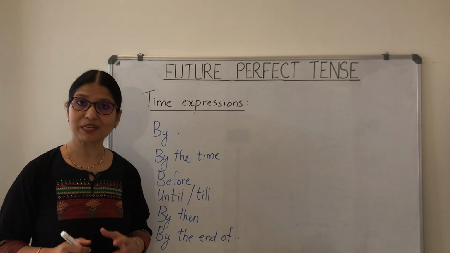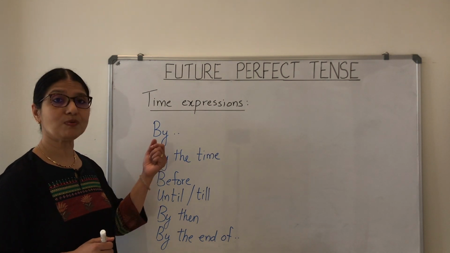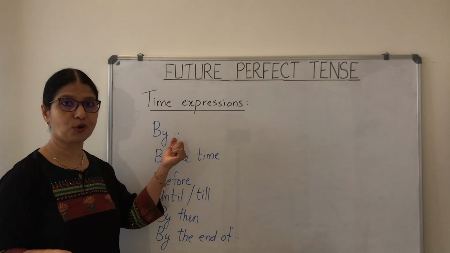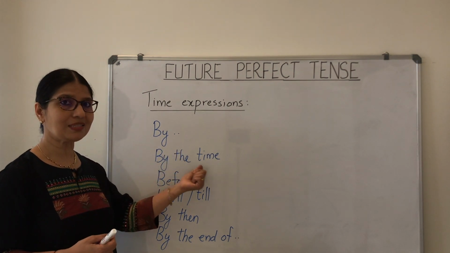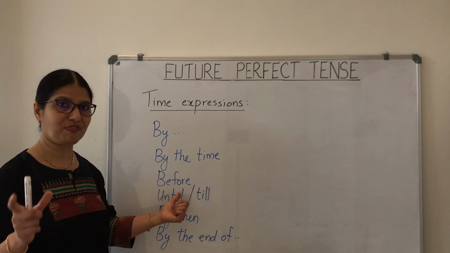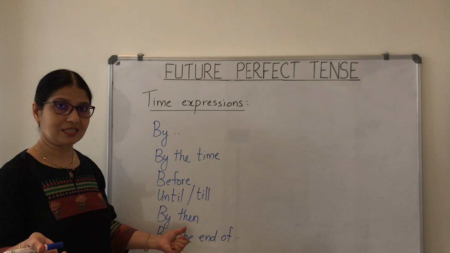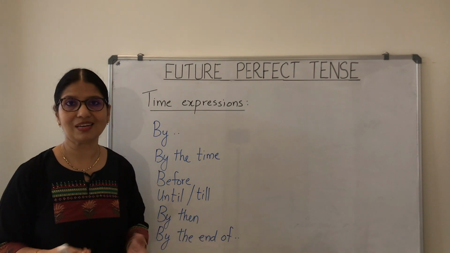Let's look at some time expressions we can use with the future perfect tense. We can use by. So it can be by next year or by tomorrow or by 2025. Then by the time, we can use before or until or till. By then is possible. We can even say by the end of next month or next week.